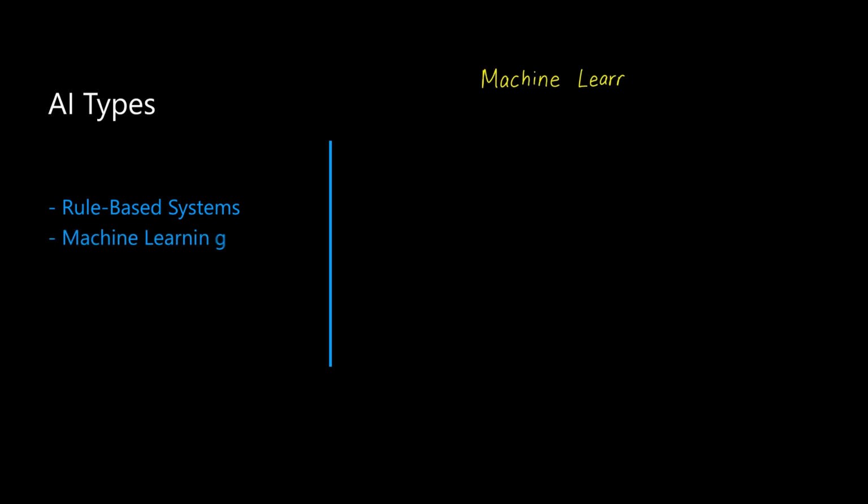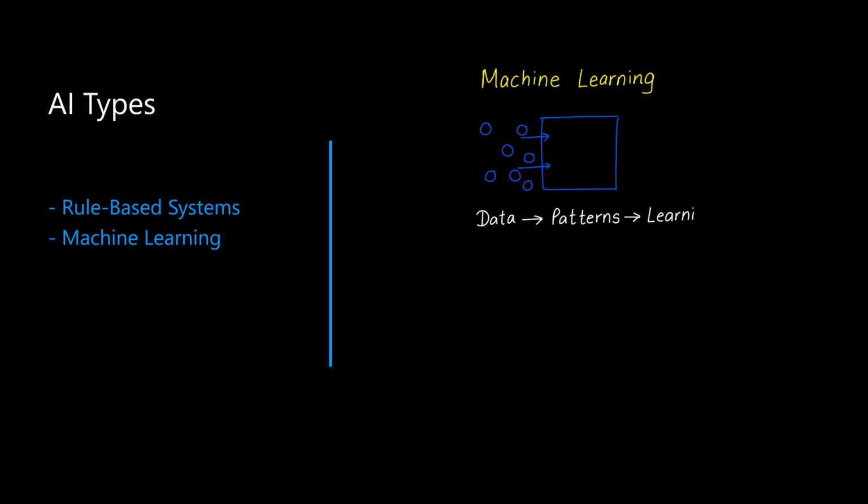Machine learning systems are fundamentally different. They learn from data without explicit programming. Instead of telling the system every rule, you show it thousands of examples and it finds patterns itself. This is why machine learning can solve problems that would be impossible to program manually. Too many variables, too many exceptions.